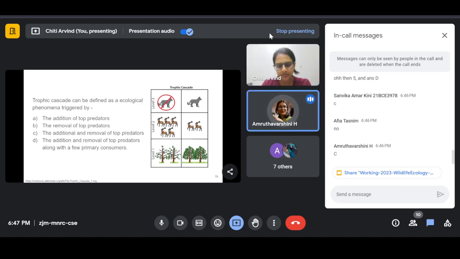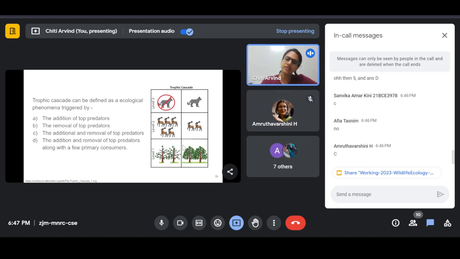Ma'am, in the absence of the predator, the primary consumers tend to thrive and therefore they feed more on the producers. Right. When the predator is present, the number of primary consumers is low and hence the producers tend to be more abundant. Right. Correct. So that's the correct answer.